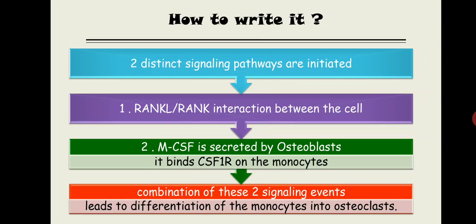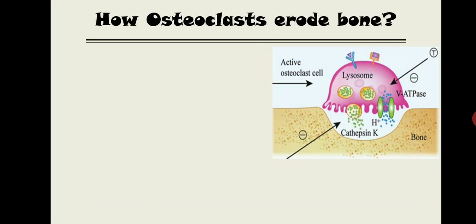Now we already made the osteoclast. Now how is this osteoclast going to resorb the bone or erode the bone? Right, now just focus on this figure. This one is the bone surface area. This pink colored cell is the osteoclast.